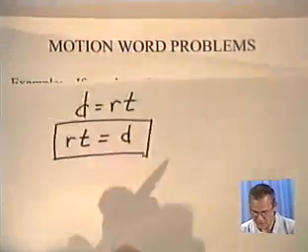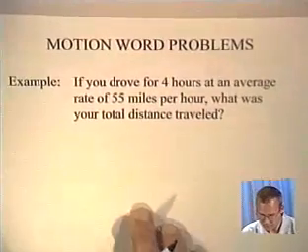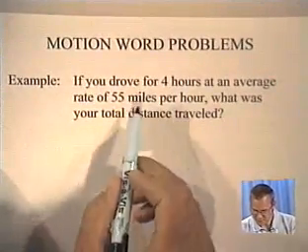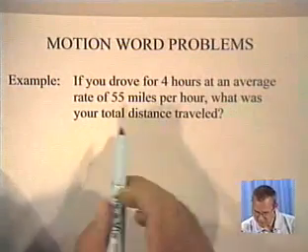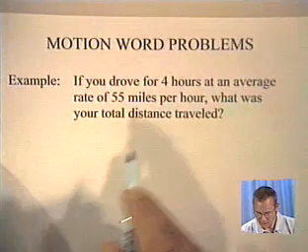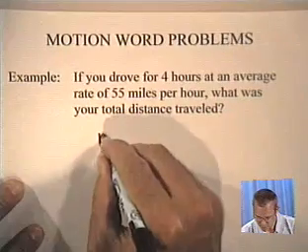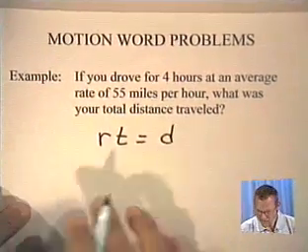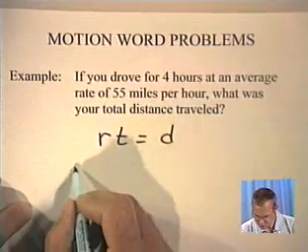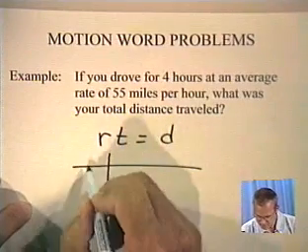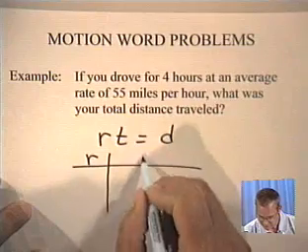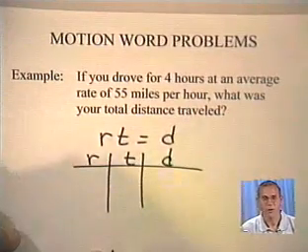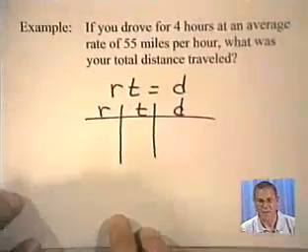Let's take a look at a pretty straightforward example. Let's say you drove for 4 hours at an average rate of 55 miles per hour, and we want to find the total distance traveled. Rate times time equals distance. When I do these problems, I'm going to draw a little chart. So I'll put R here, I'll put my T here, and I'll put my D here. And what we want to do is fill in the chart with the appropriate values.